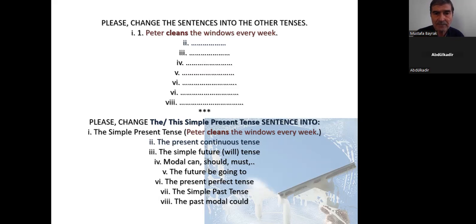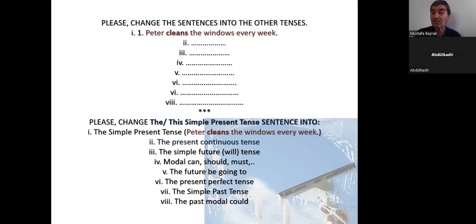Yes. What about the fifth one? The future, be going to. Yes, according to the schedule. It is scheduled now, okay? So Peter is going to clean the windows. Relax, don't worry. It is not your job. It is not your business to clean the windows. It is not my business. Whose business is it? It is Peter's business. Yes, Peter is going to clean the windows tomorrow. Relax. Peter is going to do it. It is programmed, according to the program. Plan, program, according to the schedule.